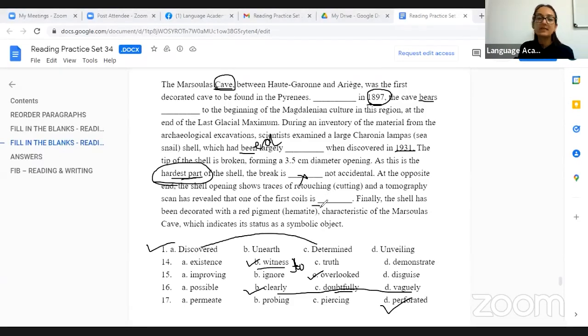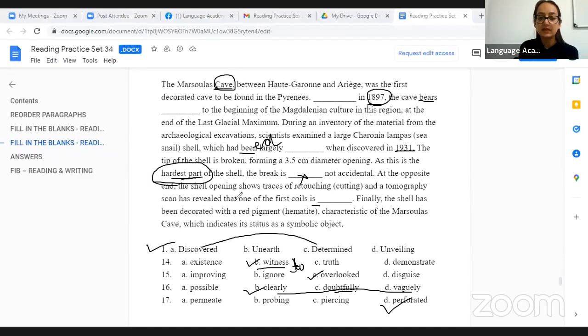Vague is something when you say this is a vague explanation. Vague means without logic, without any basis, without any proof. You're just saying anything which doesn't make sense. That is called a vague experience or vague explanation. Right? So this is the answer.